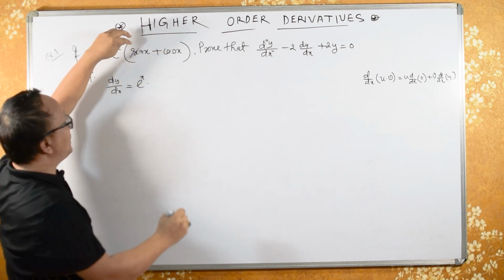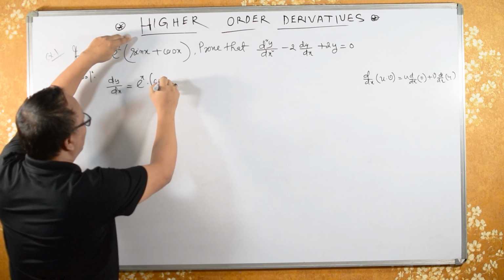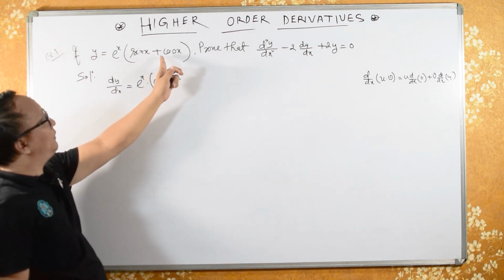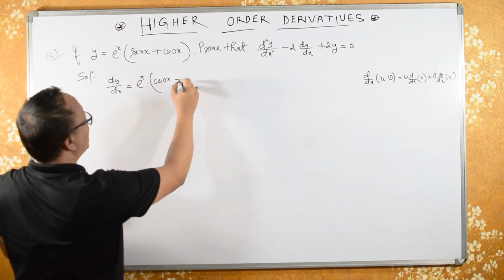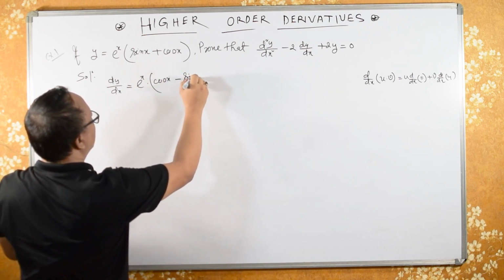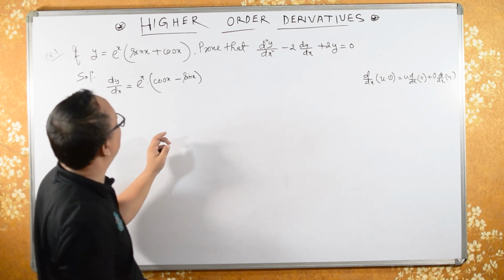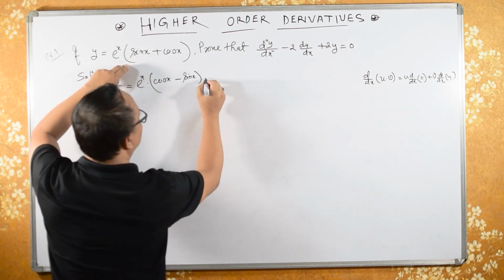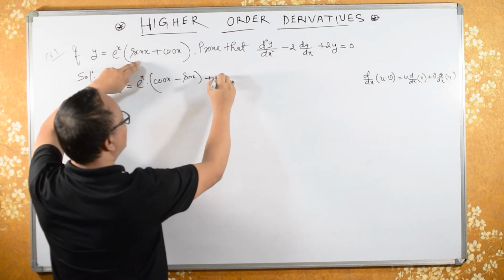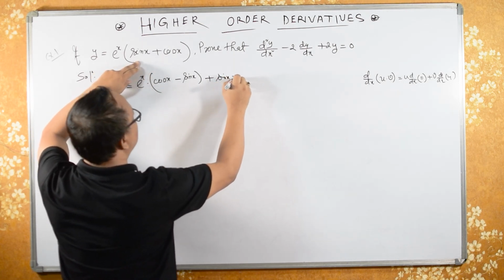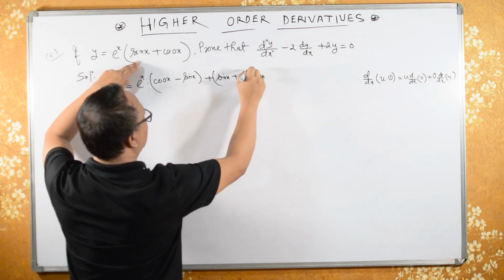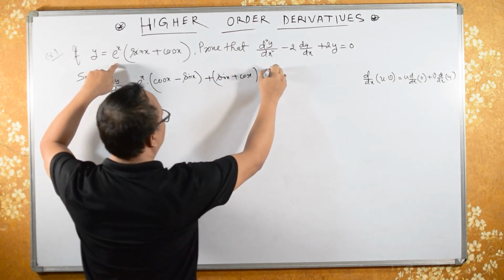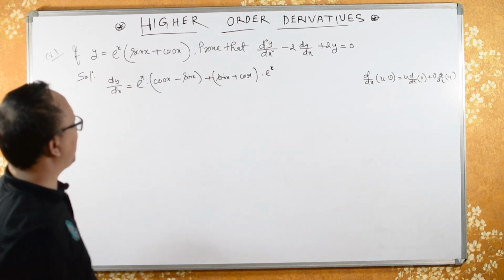Now differentiation of sin x is what? Cos x. Again plus, differentiation of cos x is what? Minus sin x, plus minus minus, sin x. And then plus, keeping as it is, sin x plus cos x, and differentiation of e raised to x is what? e raised to x as it is. It doesn't change anything.